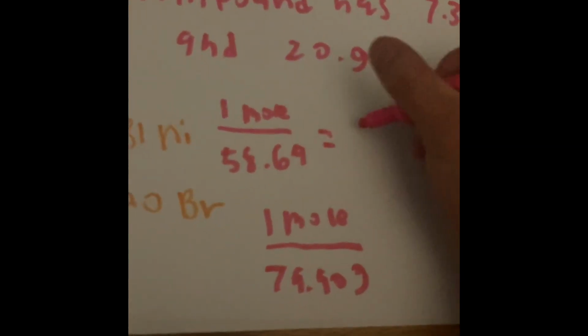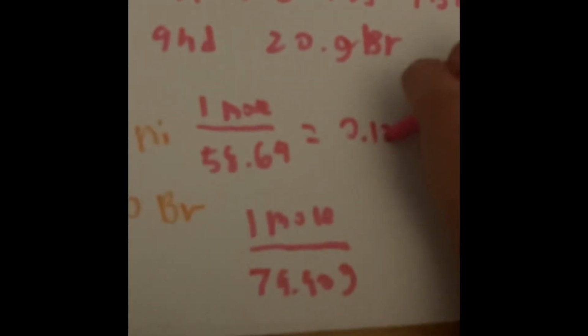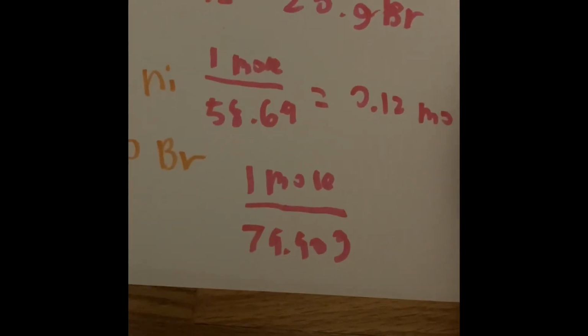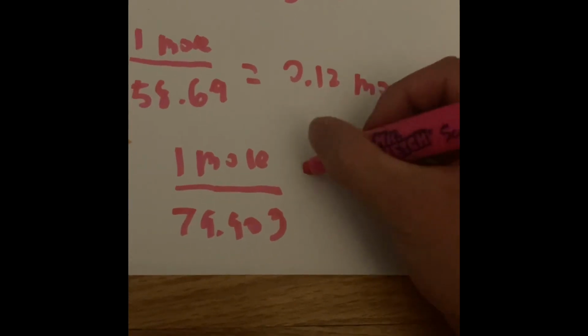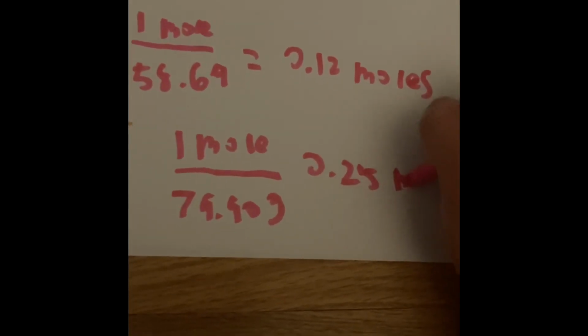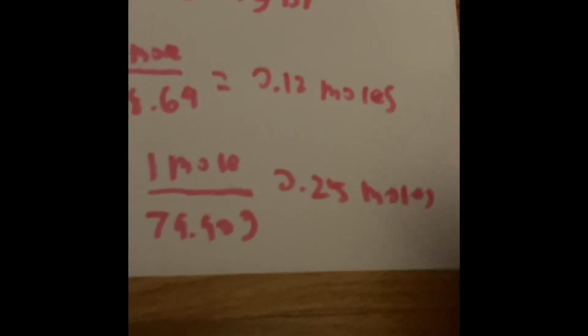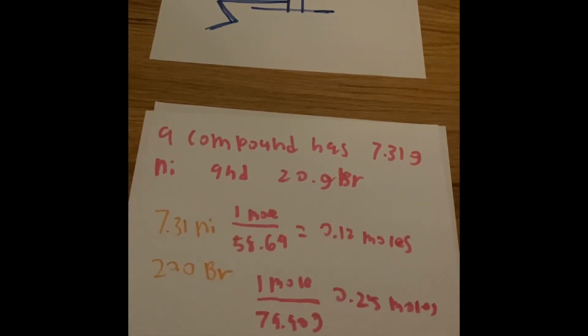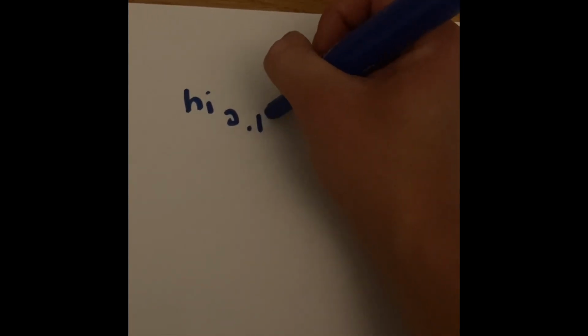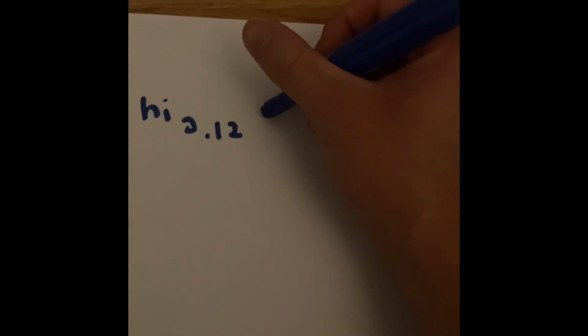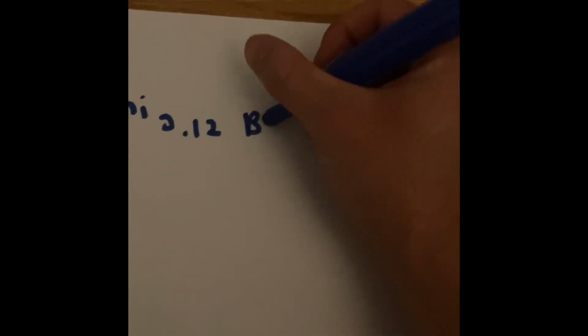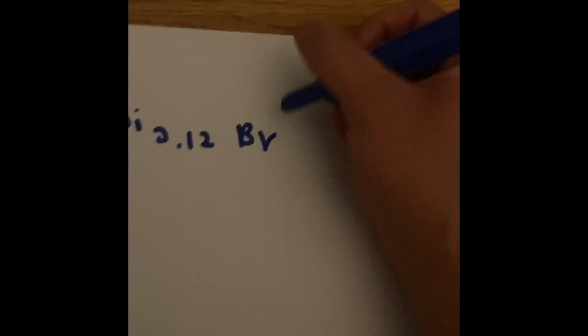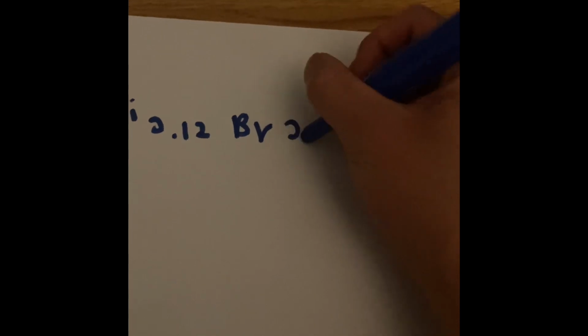When we do the calculation, we'll get an answer of 0.12 moles, and the other one will be 0.25 moles. So let's build the formula again. For nickel, we have Ni 0.12, and then we have Br, or bromine, and that is going to be 0.25.